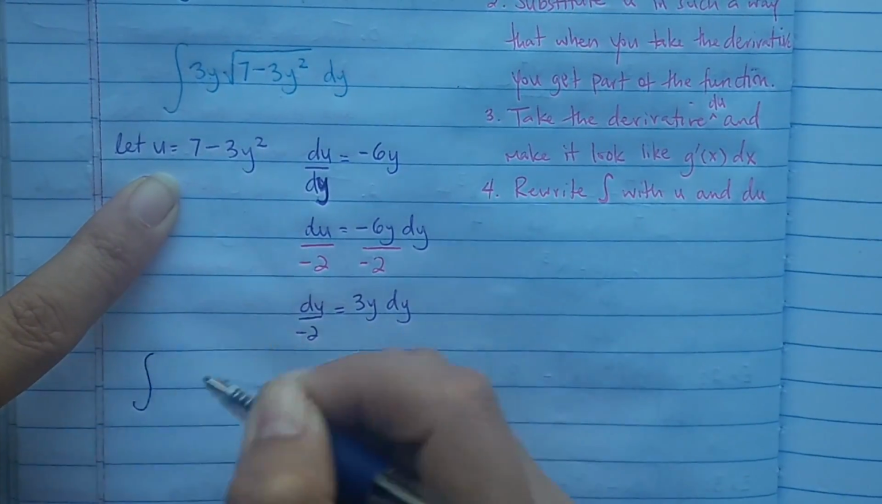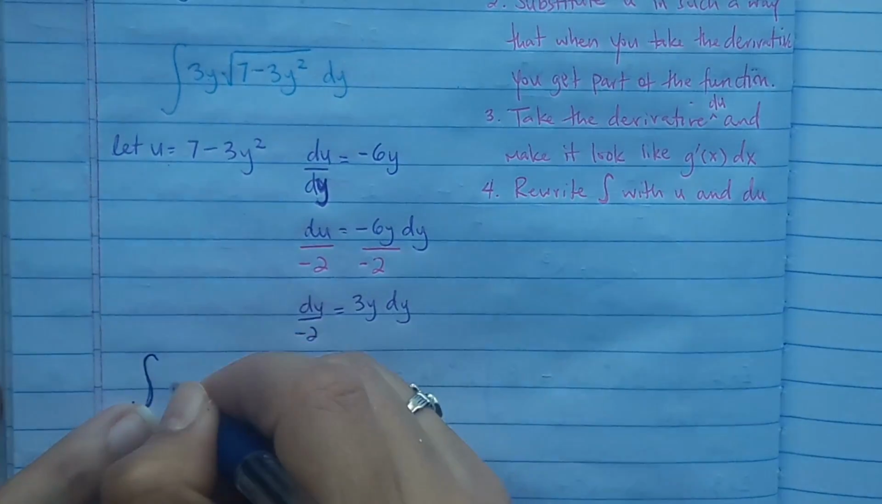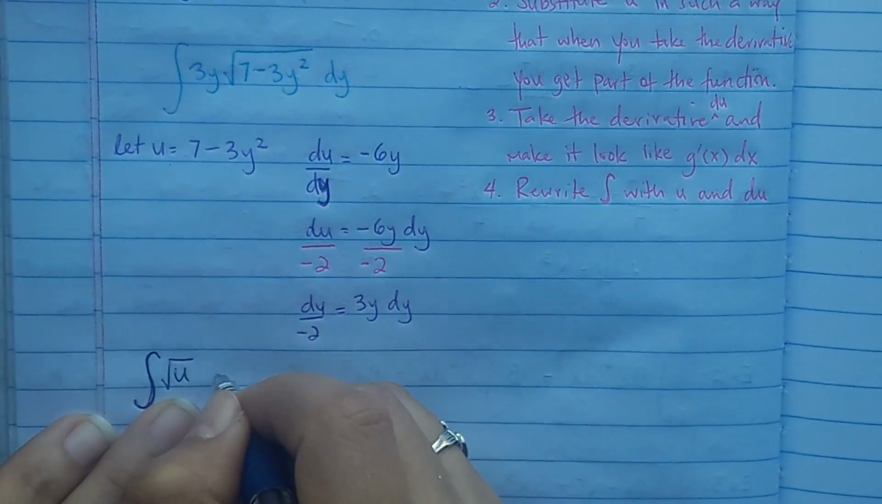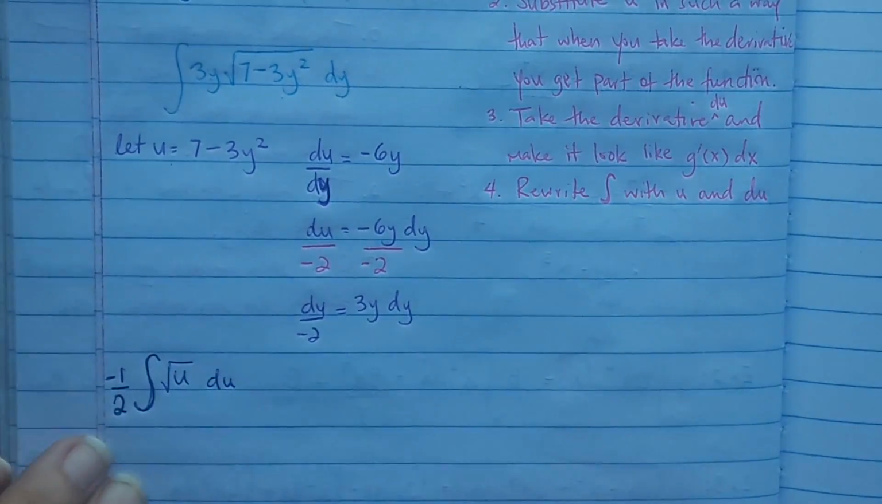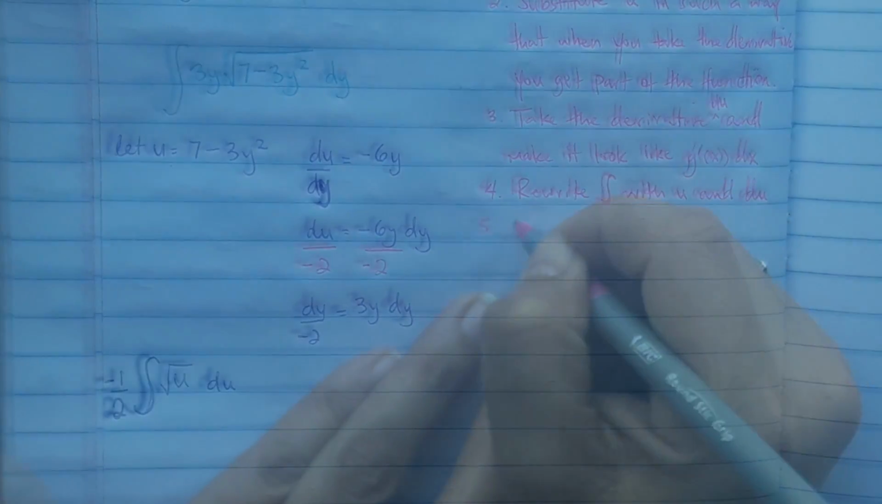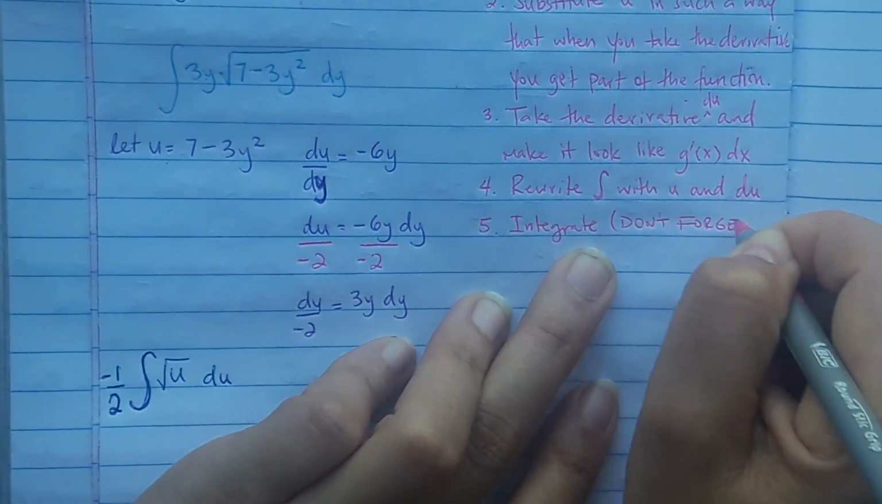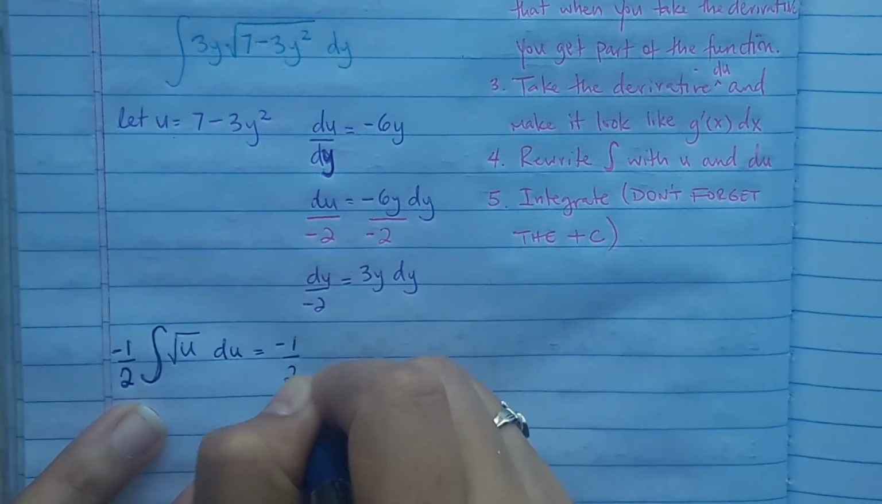So watch what happens. The integral of the square root of u, because that's what that is, square root of u, and then 3y dy becomes du over negative 2. And I'm going to put the negative 1/2 on the outside, because remember, the constant is always on the outside. So number 5, integrate. Don't forget the plus c. And it might take you a couple of examples, so don't worry if you don't catch what I just did. It'll take a couple of examples.